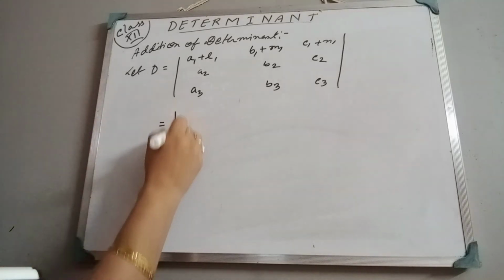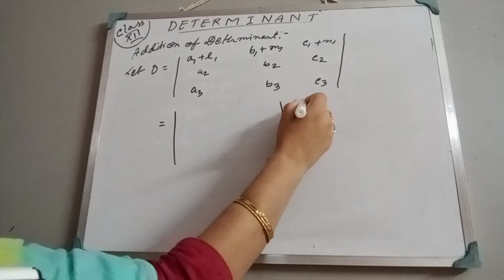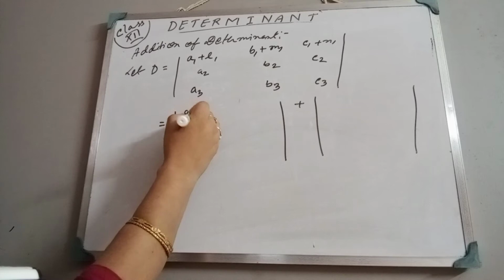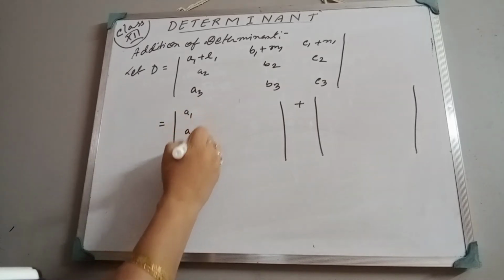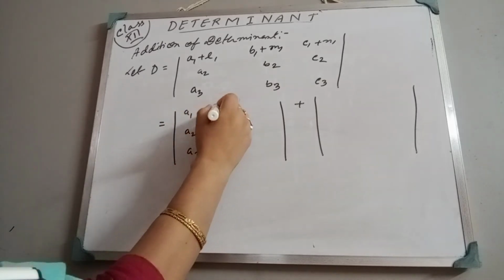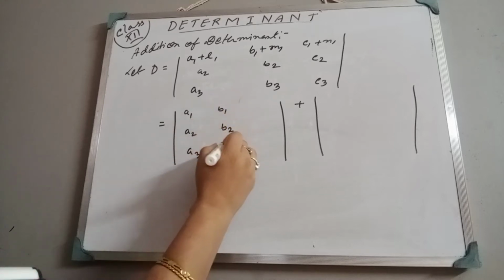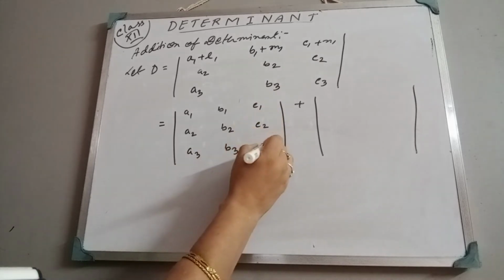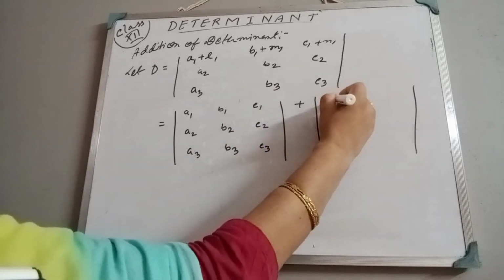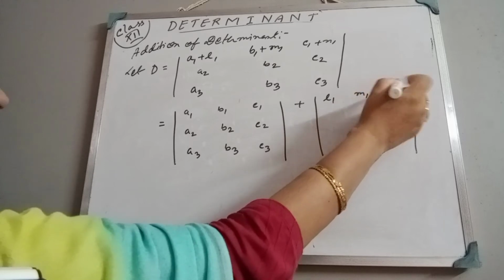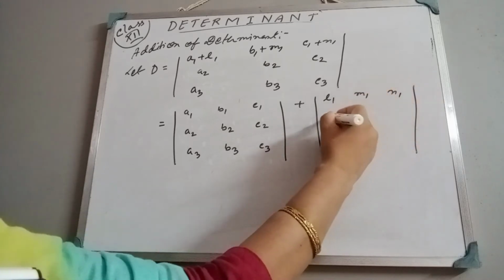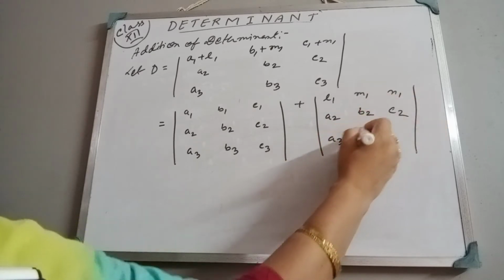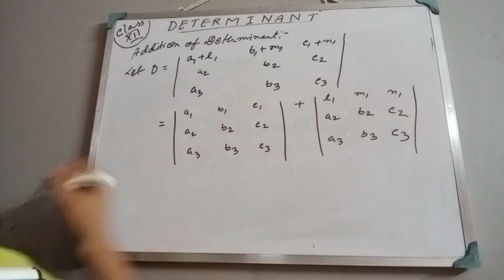So this can be written as the addition of two determinants. How? A1, A2, A3, B1, B2, B3, C1, C2, C3, plus the determinant with L1, M1, N1, A2, B2, C2, A3, B3, C3.